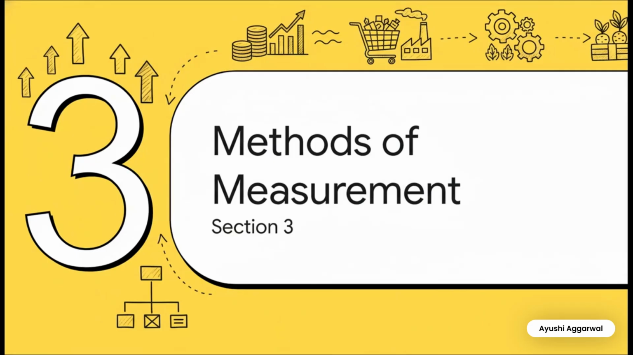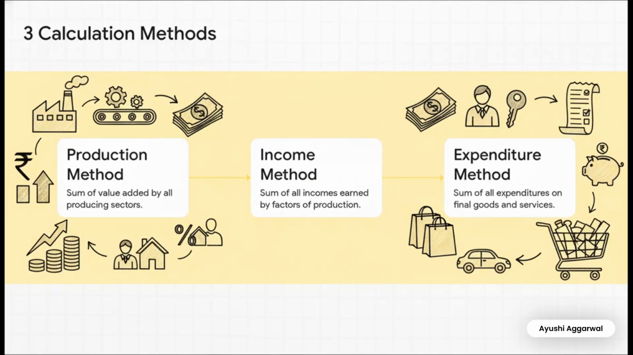So, we've learned all these concepts, but how is national income actually calculated? Well, there are three main methods to measure it, and you could be asked about their names or their components in the exam. First, you have the production method, where we add up the value that's added at every stage of production. Second is the income method, where we add up everyone's income, all the salaries, rent, interest, and profits. And third is the expenditure method, where we add up all the final spending in the economy.